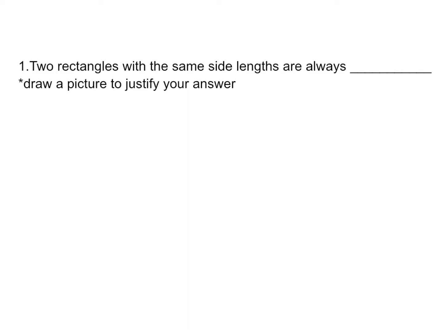Question 1. Two rectangles with the same side lengths are always blank. Draw a picture to justify your answer. All right, so before I come up with that word, let me make two rectangles with the same side length. So I'm going to do that now. Okay, so let's take a look here. Here's two rectangles with the same side lengths.